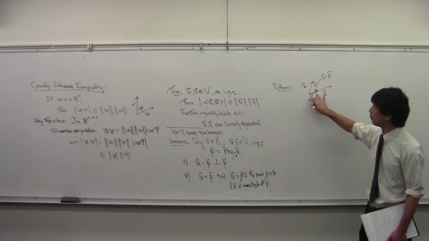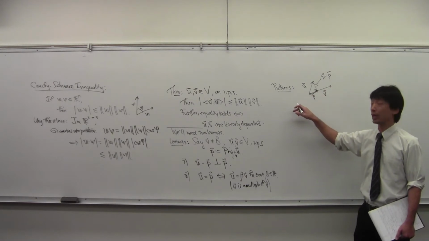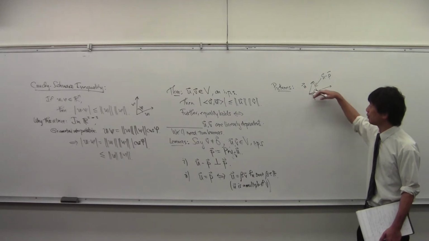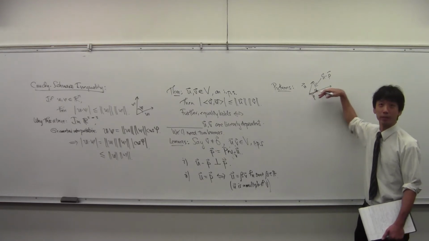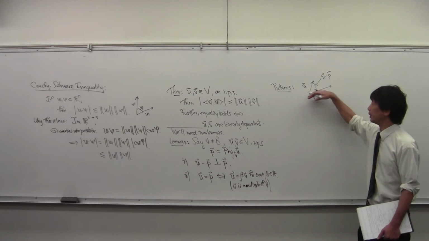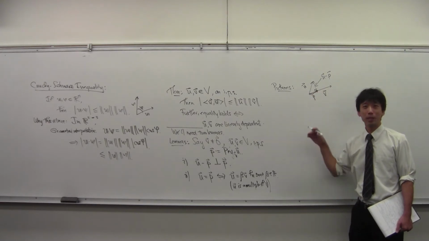Further, U would be equal to P if and only if U is actually lying on V already. Okay? If it's equal to its projection, that means that it actually lies on V, right? And vice versa. If it lies on V, then it's equal to its projection. Okay, so that's the picture.